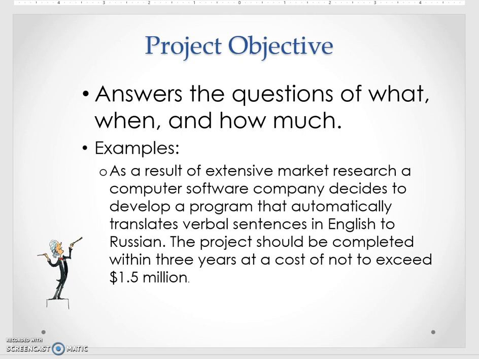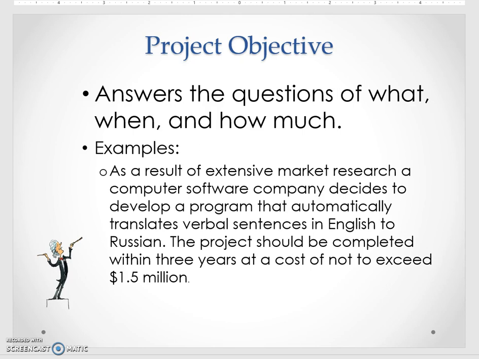But taking a look at a couple of examples here, we might talk about, after extensive market research, we're going to write a program that translates verbal sentences from Russian to English, or English to Russian. This project should be completed within 3 years at a cost not to exceed 1.5 million. So some things are not decided yet, so we don't necessarily know an exact cost, and we're hoping to have it done in 3 years. So it's kind of vague, and that's okay at this point.